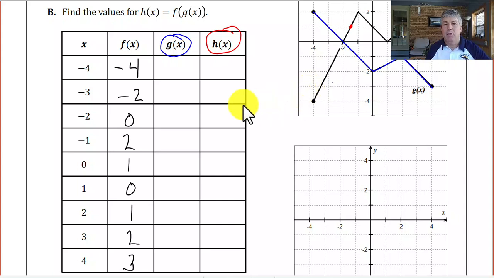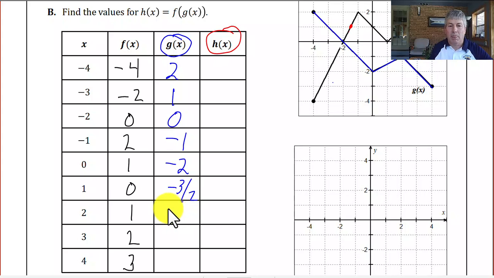When I input -4 into g of x, I output 2. When I input -3 into g of x, I output 1. When I input -2, I output 0. When I input -1, I output -1. When I input 0, I output -2. When I input 1, I output, ooh, that's a little tricky, -3/2. And -1, -2 for an input of 3, and -3 for an input of 4.